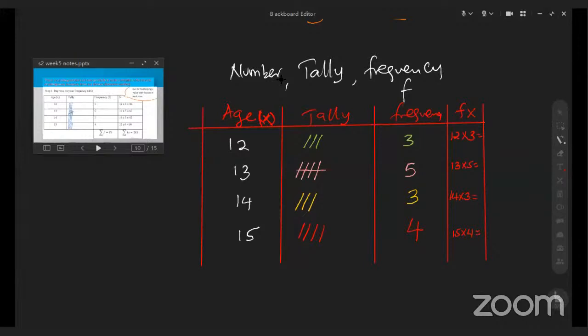Makalena: 12 times 3 equals 36. Then 13 times 5 is 65. 14 times 3 is 42. Please confirm these results. 15 times 4? 60. Okay. Thank you. Please, members, you can confirm these answers. In case we made a mistake, you can correct us. So this is what you're having.